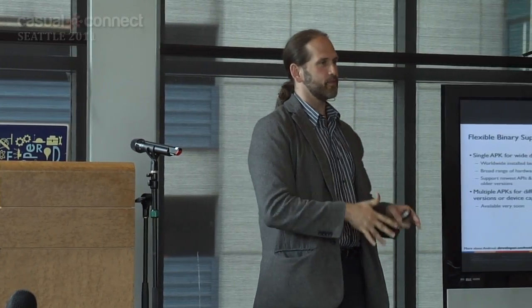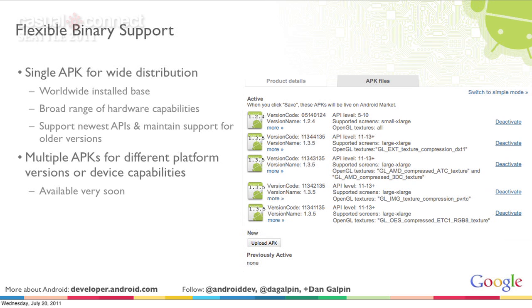We have flexible binary support. Very, very soon, we're actually going to be supporting something called multi-APK. This will allow you to package your application multiple times based upon different vectors, whether that's platform version, texture compression format, or screen size and density. Obviously, that's a very important one. So you can make your application as small as possible to reduce friction and get more people to download it. We're also coming up with large application support.